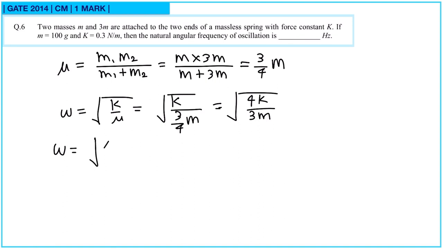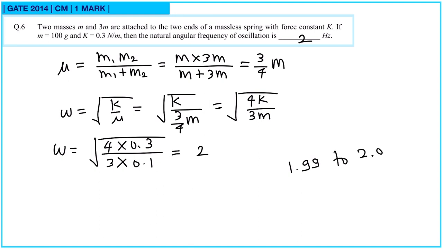So omega is under root 4. K is 0.3, 3 into mass is 100 gram, so that is 0.1 kg. So this is root 4, which is 2. So omega is 2. And the answer given in the answer key is 1.99 to 2.01.